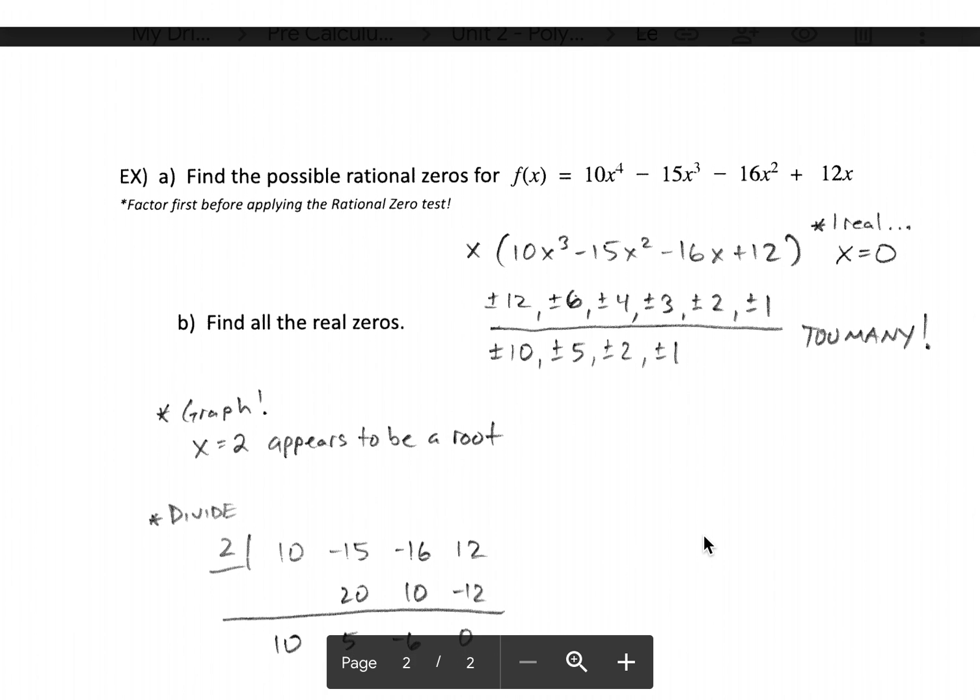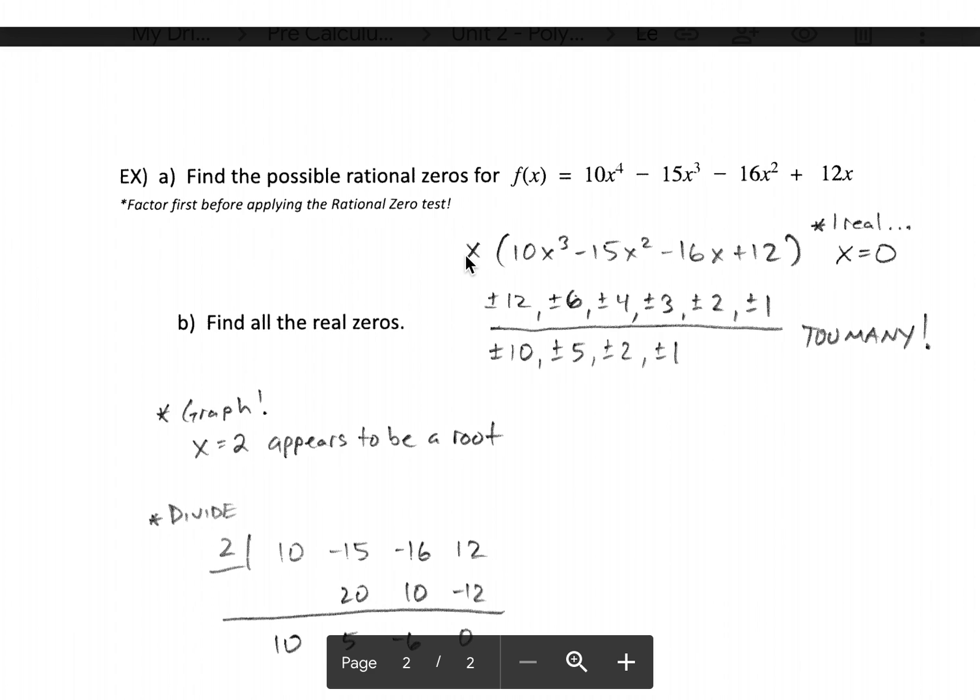All right, one more. This is kind of a monster. We got this big quartic or fourth degree polynomial. Notice that all of the terms have an x and we don't have a constant term right now. So in order to use the rational zero test, first you always want to factor and get a constant. So because I can factor x out of all of these and the result leaves me with a constant, that's always going to be my first step if I can.